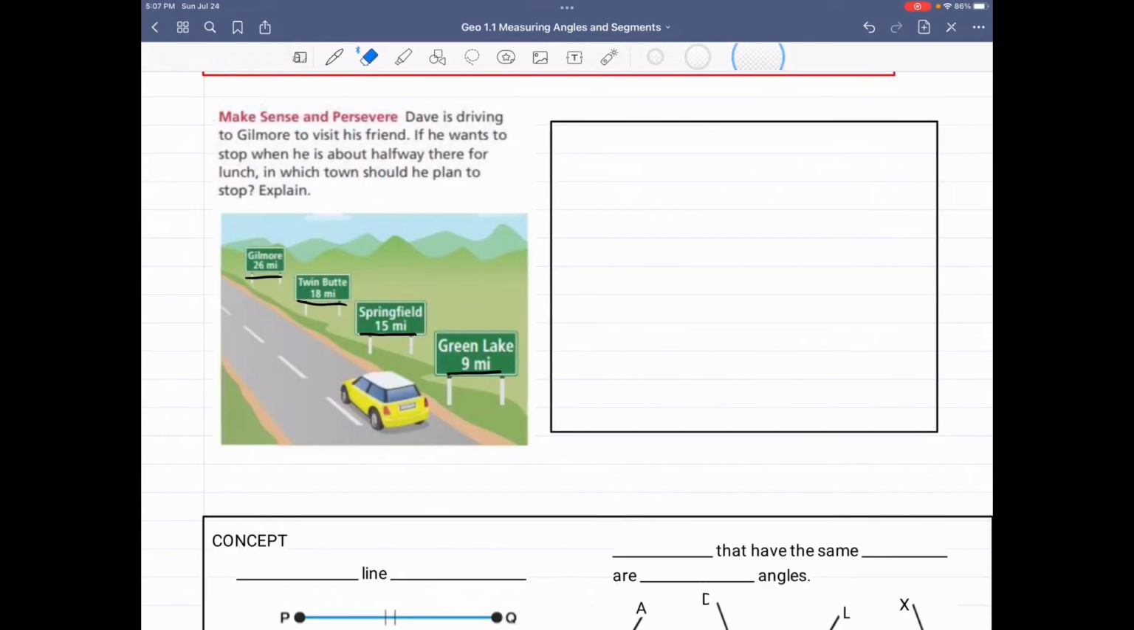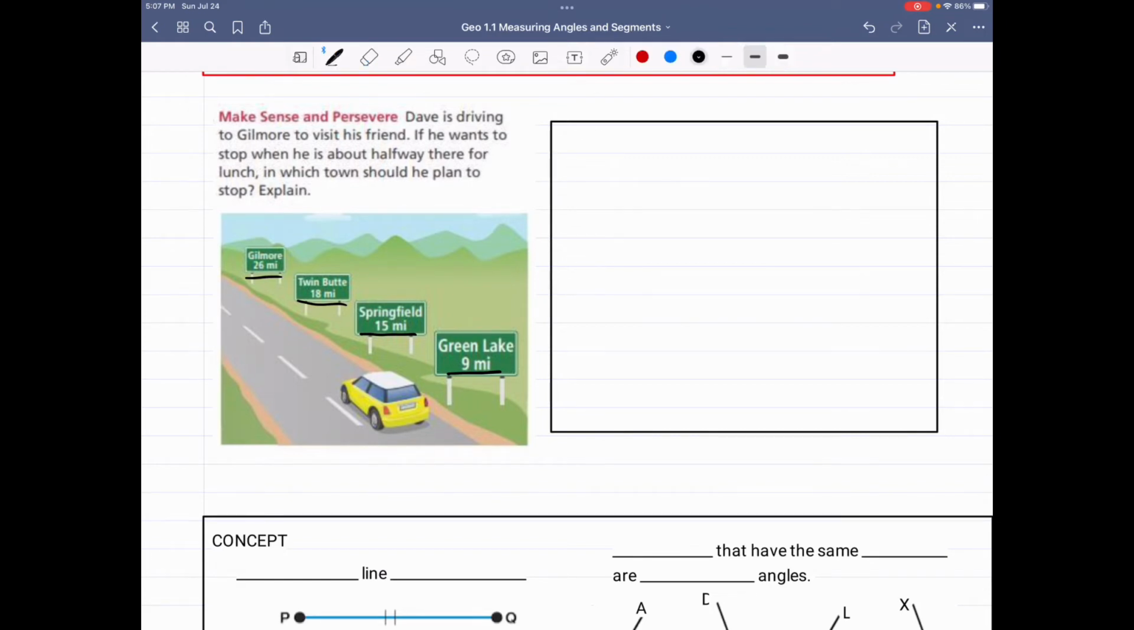In this problem, it says Dave is driving to Gilmore to visit his friend. If he wants to stop, when is he about halfway there for lunch? In which town should he plan to stop? Explain. So we have Green Lake at 9 miles, Springfield is 15 miles, Twin Butte is 18 miles, and Gilmore is 26 miles. Since he's going to Gilmore, that's 26 miles away.